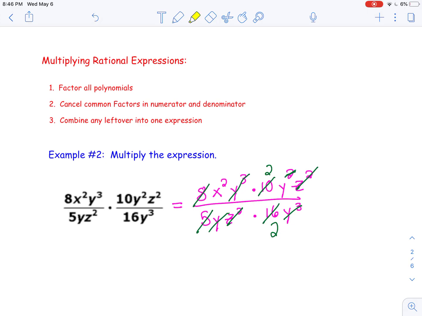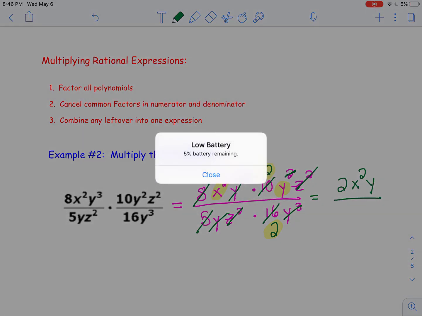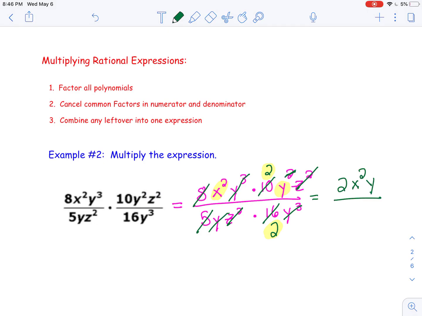So what do I have left? I have an x squared. I have a 2. I have a y. And I have a 2. So it looks like I have 2x squared y all over 2. But the 2's are going to cancel. So really I just have x squared y as my final answer.